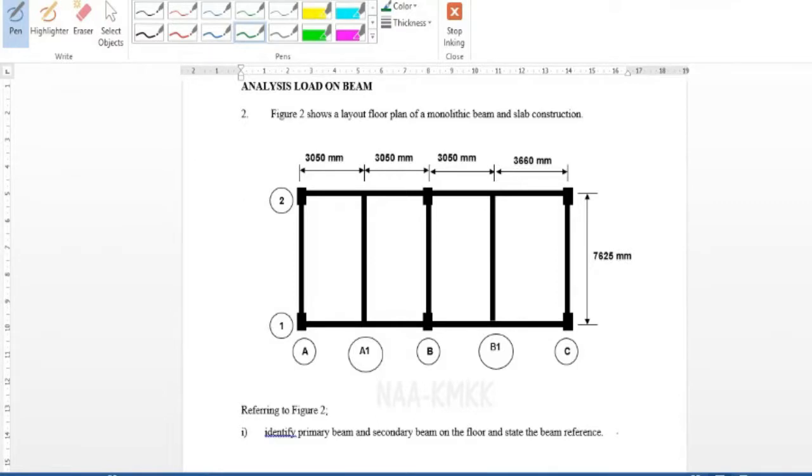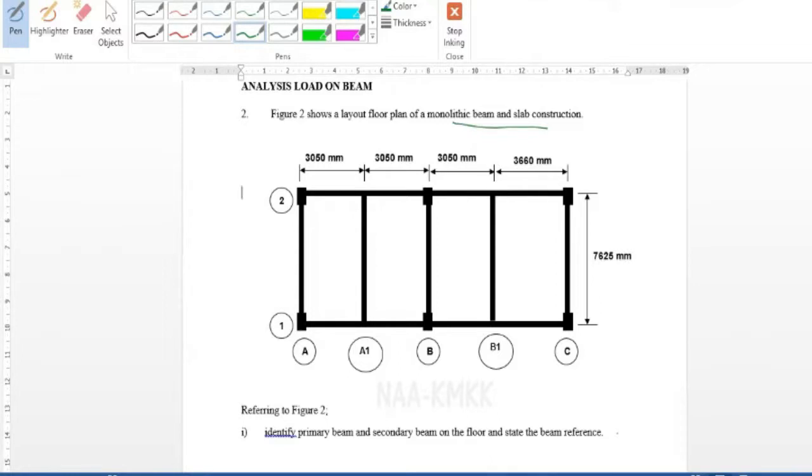Load on beam. So here we have figure 2. Figure 2 shows a layout floor plan of a monolithic beam and slab construction. What is meant by monolithic beam and slab construction? It means beam and slab are built together as one body.